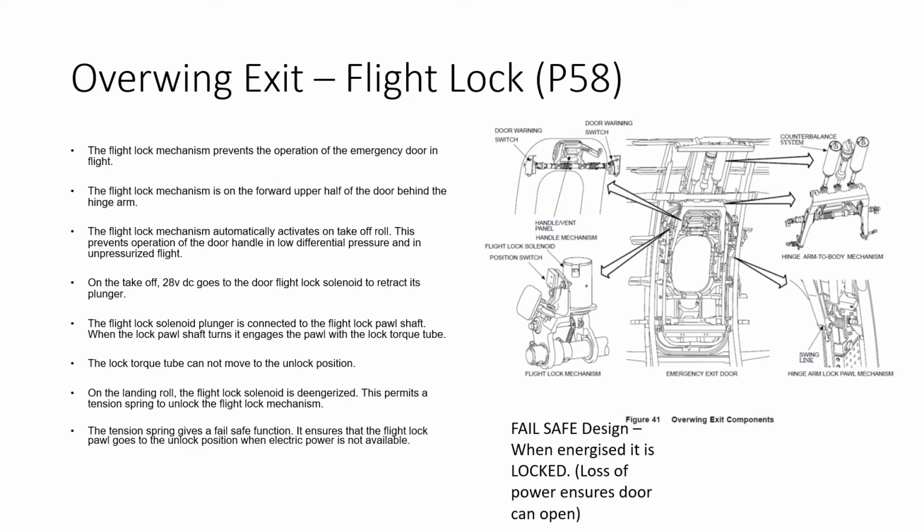Therefore, as a bit of a safety feature, there's what we call a flight lock installed that prevents the door from being opened if the aircraft's in flight. It is a fail-safe design. So when the flight lock is energized and there's a flight lock solenoid that basically stops the mechanism from working, when it's energized, it is locked. That means, therefore, if there is a loss of aircraft electrical power, the doors can still be opened. But basically, the flight lock mechanism prevents operation of the emergency door in flight.